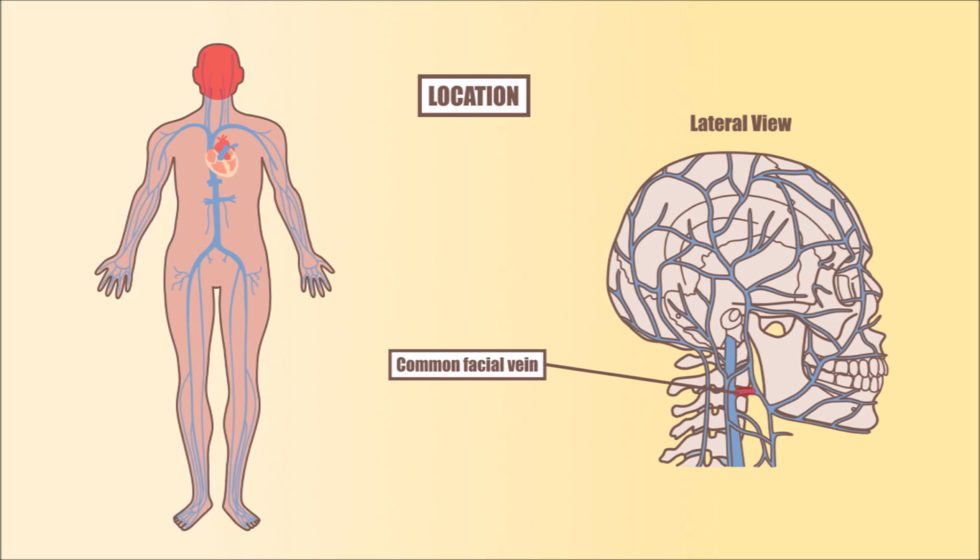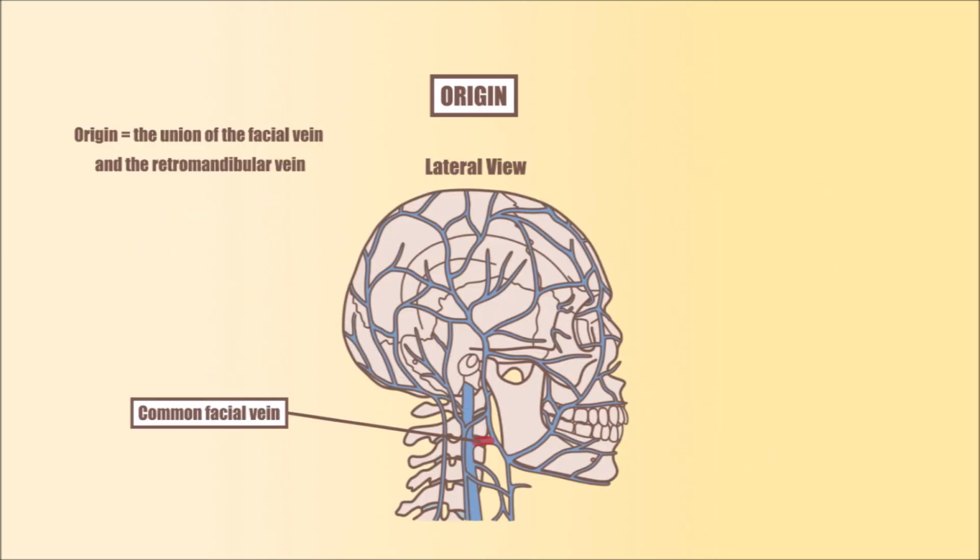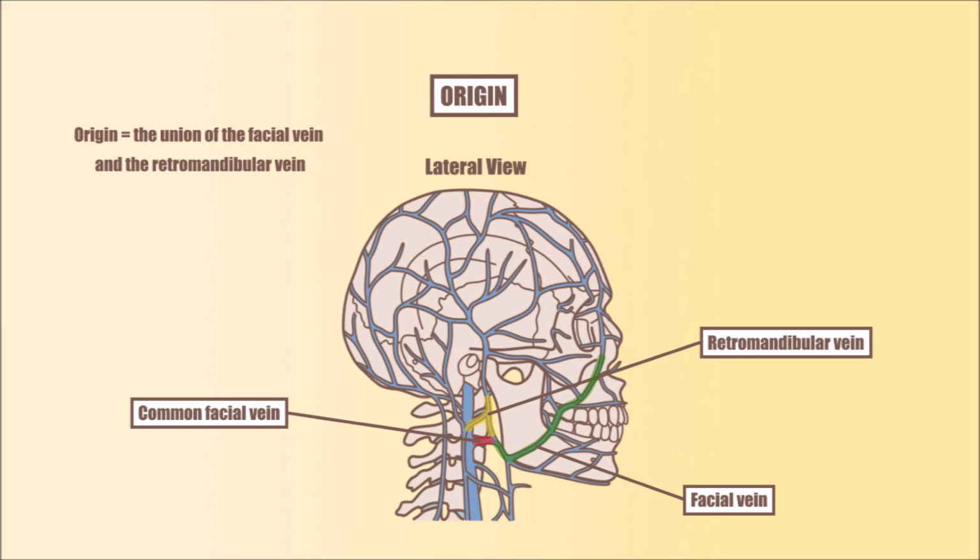Where does this vein originate? This vein originates and is formed by the union of the facial vein and the retromandibular vein. The facial vein can be seen here highlighted in green and the retromandibular vein in yellow.